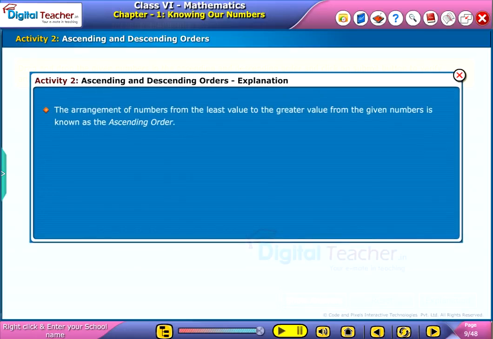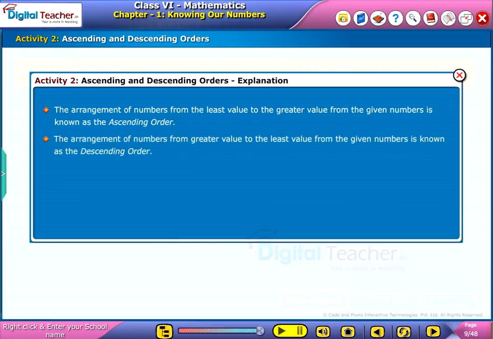The arrangement of numbers from the least value to the greater value from the given numbers is known as the ascending order. The arrangement of numbers from greater value to the least value from the given numbers is known as the descending order.